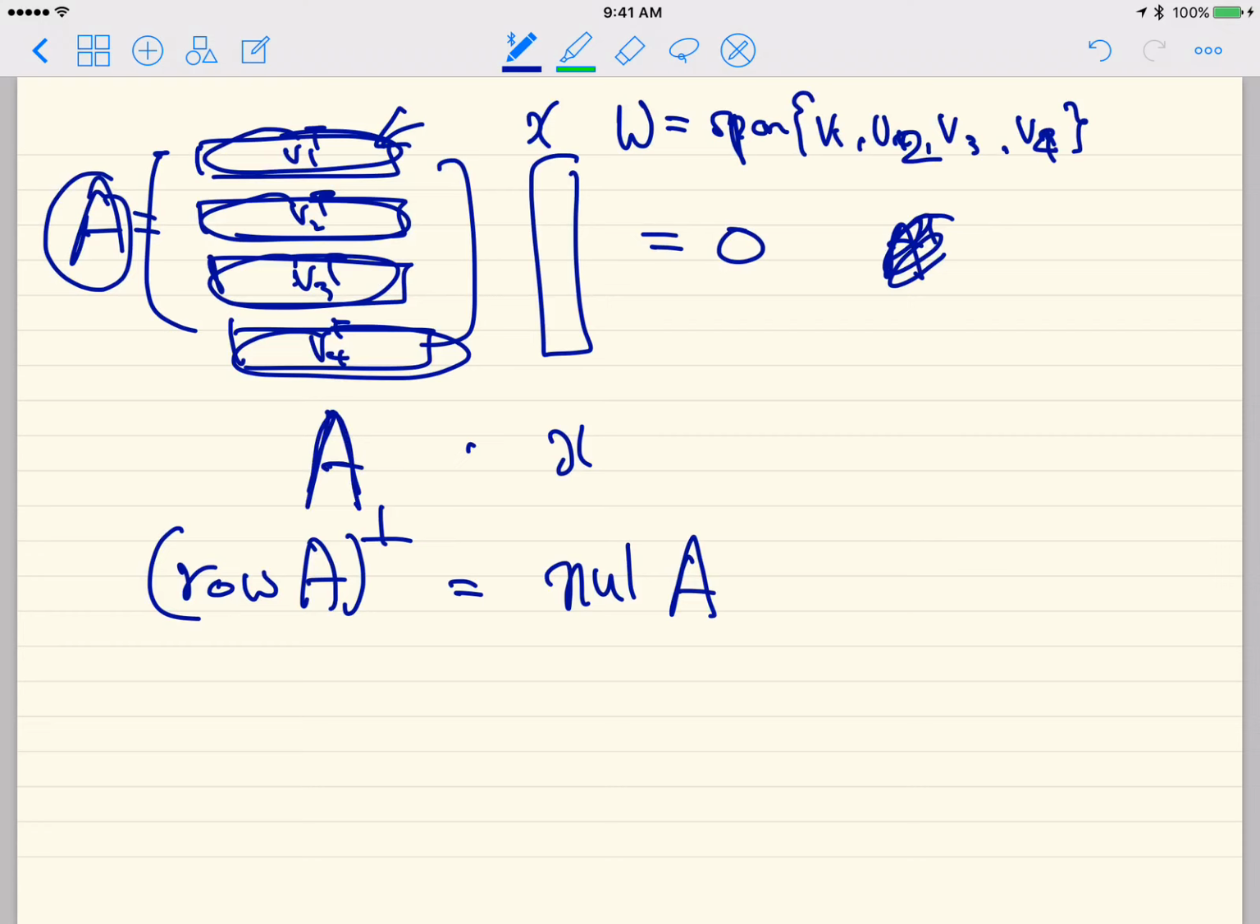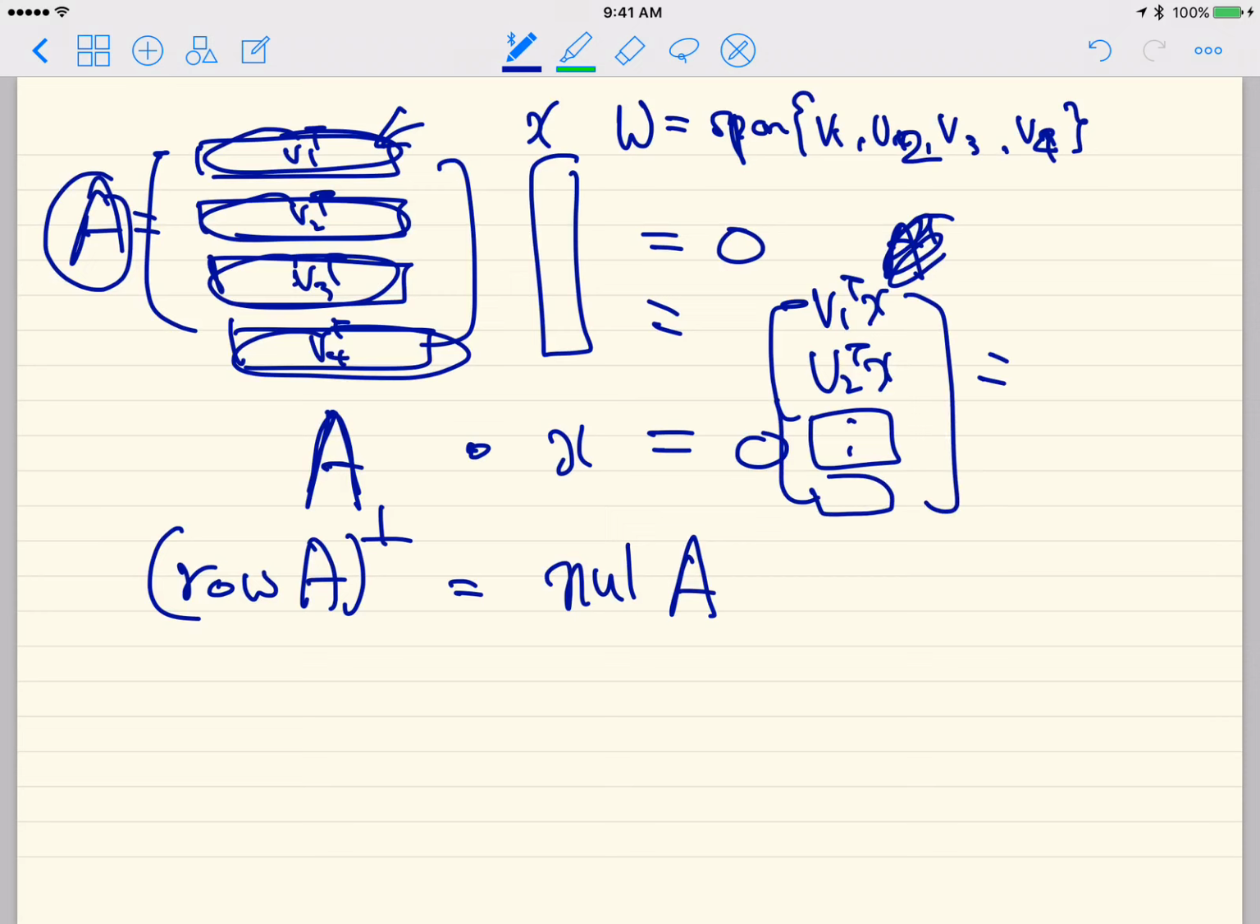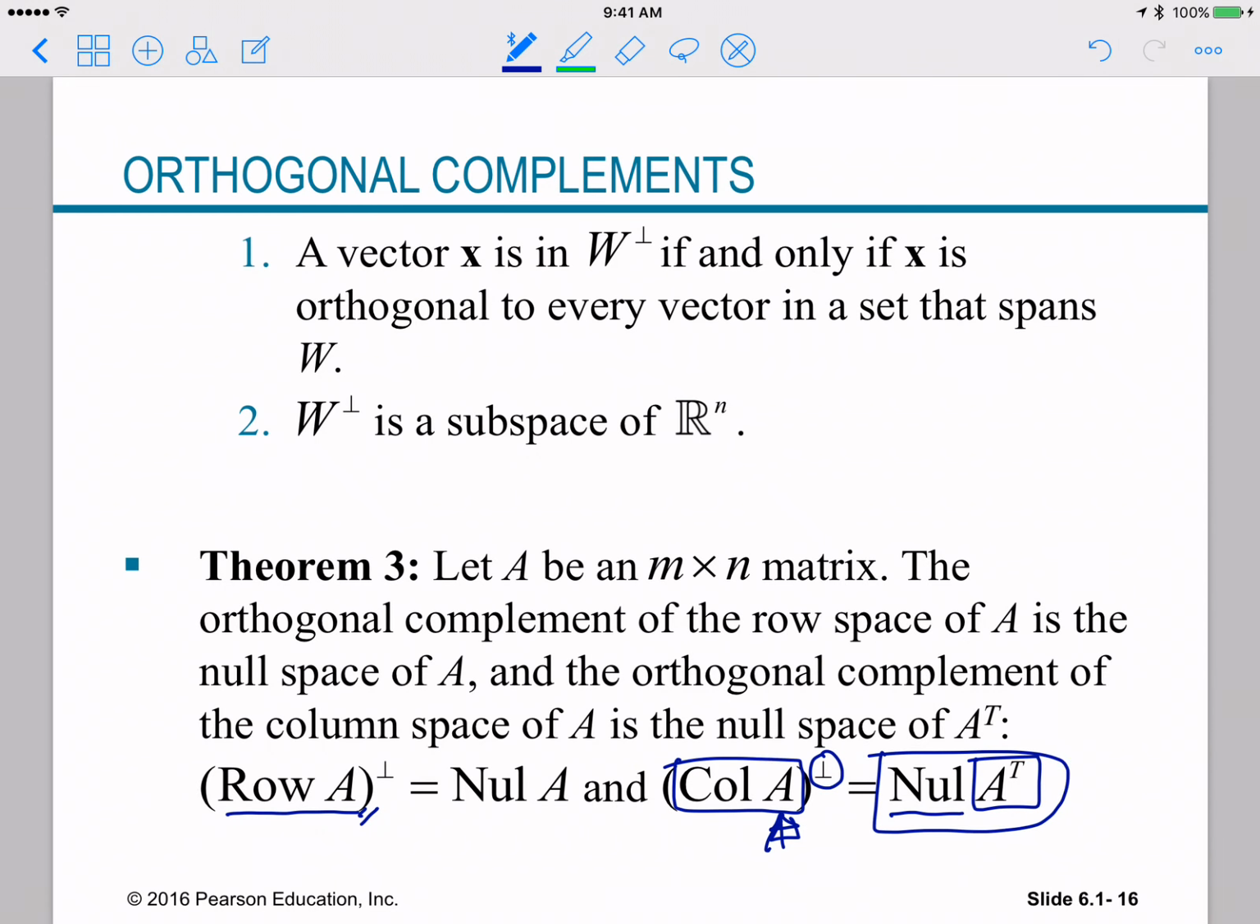Because multiplying A times x equals 0 is just like giving V1 transpose x, V2 transpose x, and 2 more, and then setting this vector to 0. Right? So you understand this as well.